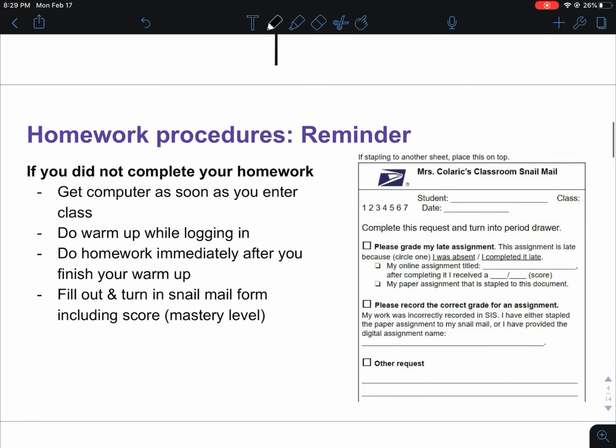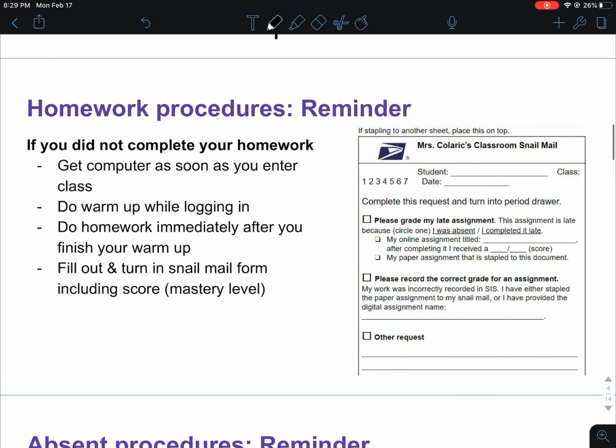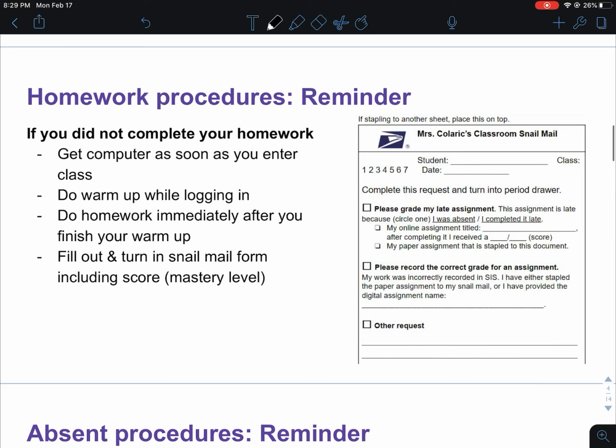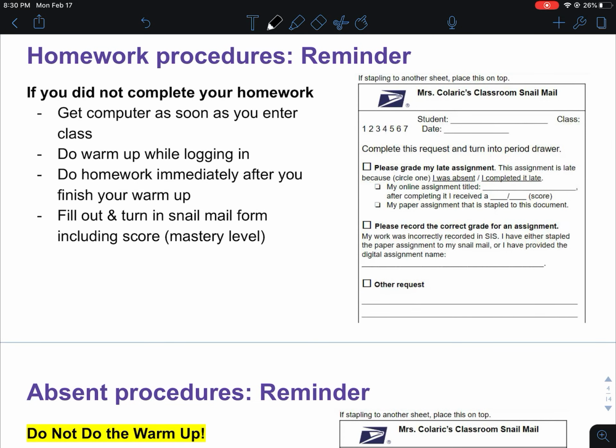Just as a reminder, if you didn't complete your homework on time, remember to start it as soon as you get to class. If you have time to work on it in class before we get started with the lesson, while we're talking about the homework and the warm-up, that's a great time. You have to fill out a snail mail form, including your mastery level score. So if you got to 60, or 62 or 68 or whatever, make sure that you fill that part in.